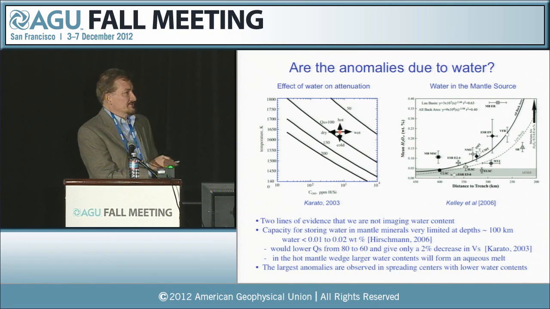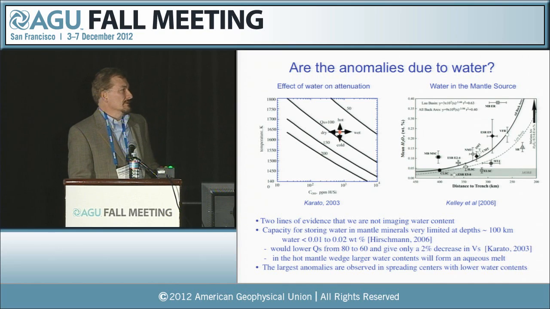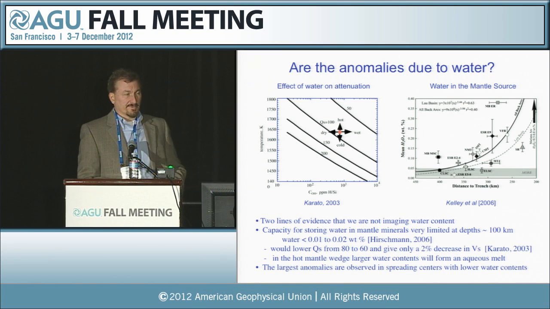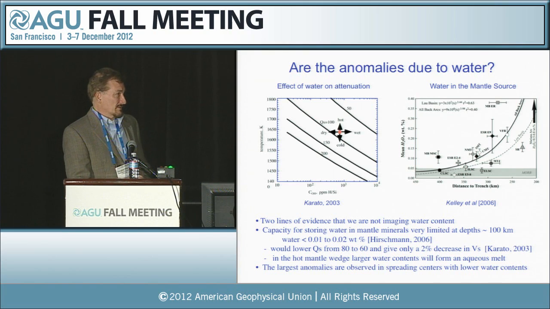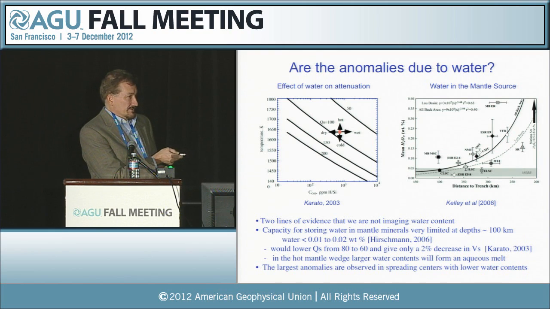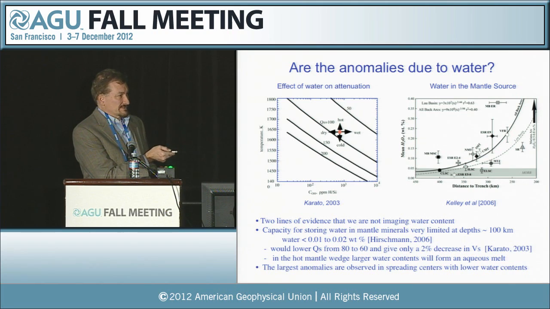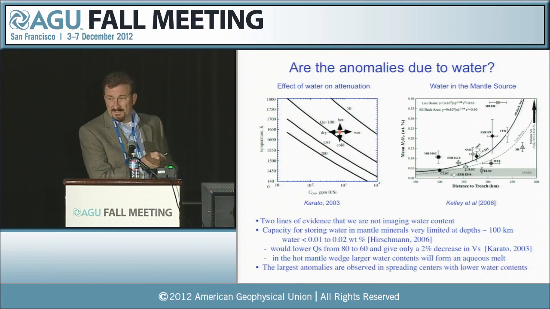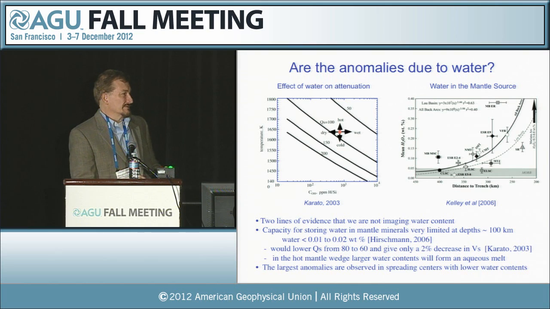And I think there's really two lines of evidence that suggest that's not true, that we're really not, to first order at least, imaging water. One piece of evidence is that the capacity for storing water in mantle materials, normally anhydrous minerals, is very small at these shallow depths. And if you do a calculation, there aren't really good relationships between mantle water and seismic velocity, but if you use, for example, Karato, you would get only a modest decrease in seismic velocity for these small water contents.